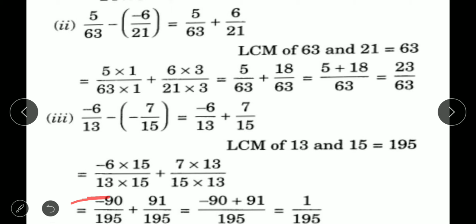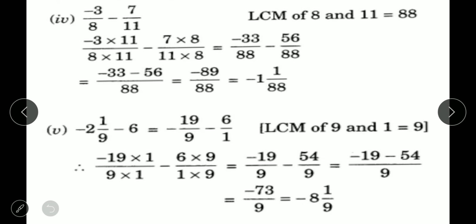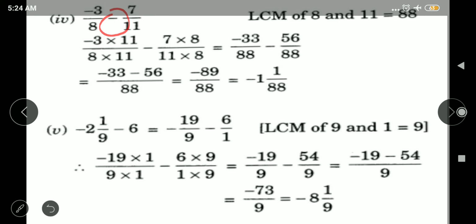So 1 upon 195. Now this is a proper fraction, no need to change into mixed. Common fourth: minus 3 upon 8 minus 7 upon 11. So no need to change the two signs into a single sign, it is already a single sign.